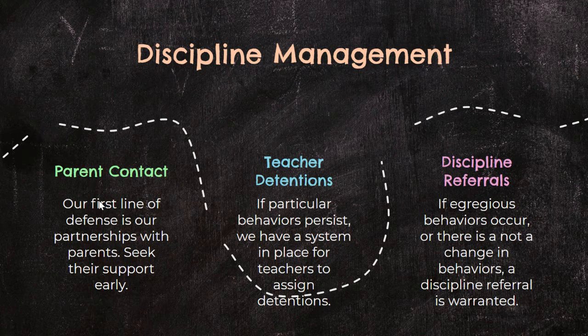But if parent contact doesn't make things better, and you assign a couple of teacher detentions and things are not better, of course, we would want to submit a discipline referral to get that student in front of their assistant principal to discuss those behaviors as well. Also, aside from those things, you may have an egregious behavior that occurs in your classroom. Maybe a student has an outburst of directed profanity. That would, of course, result in a referral to the office.